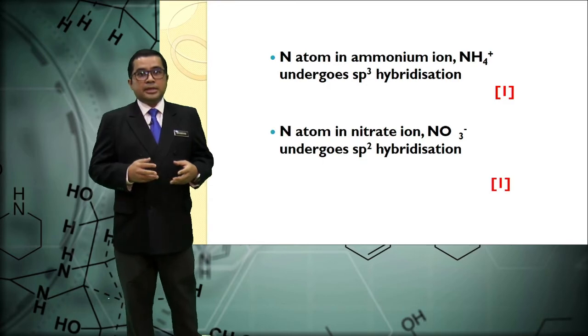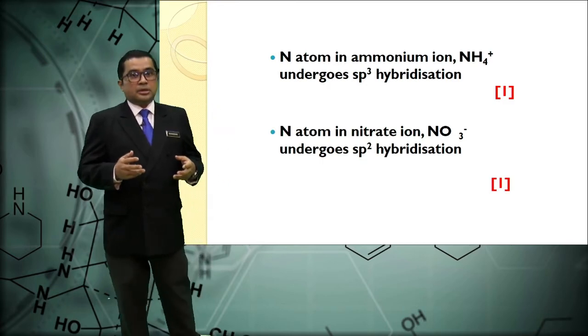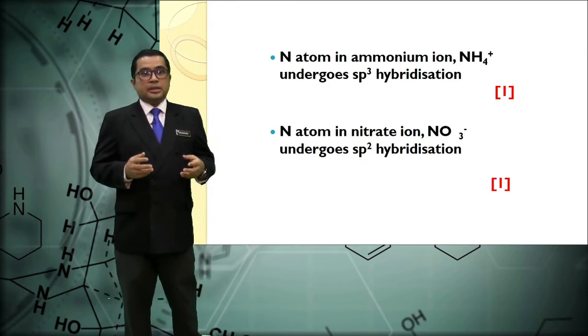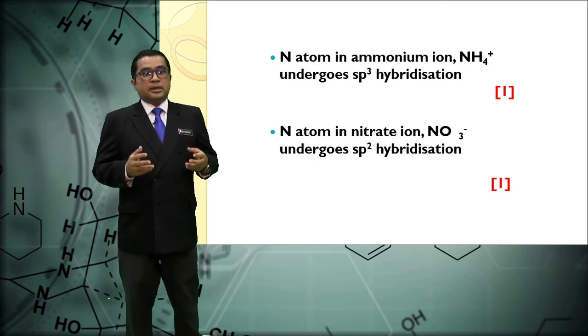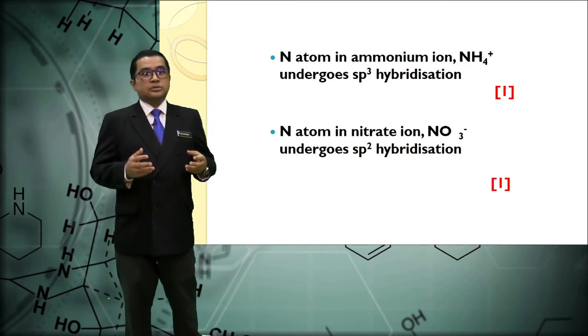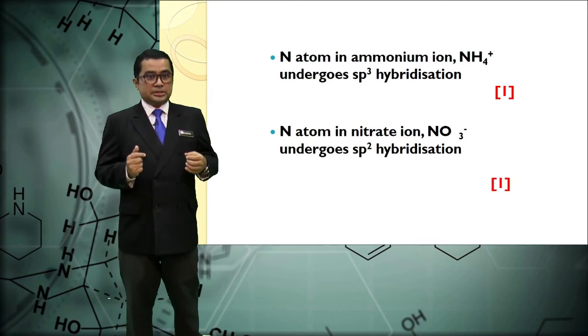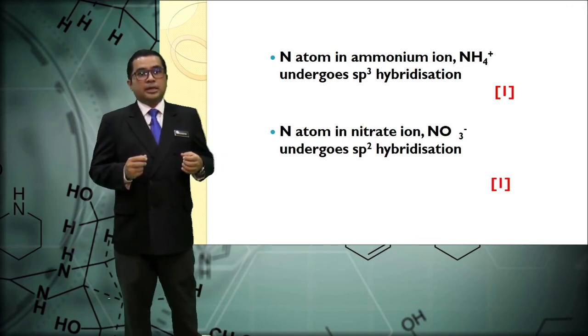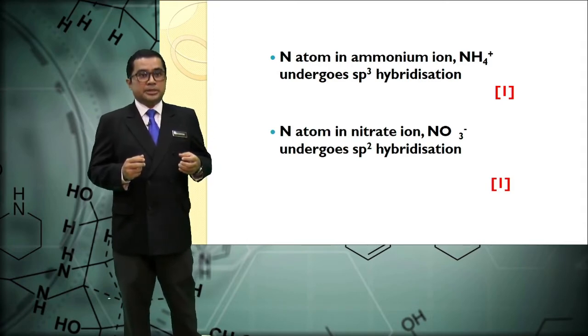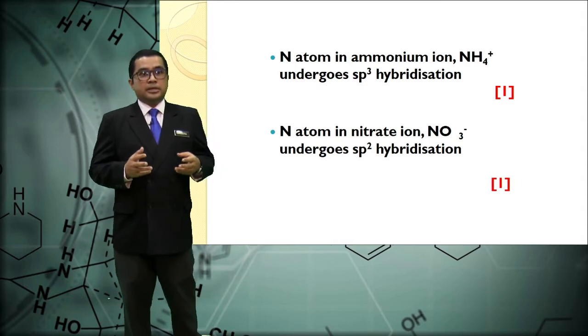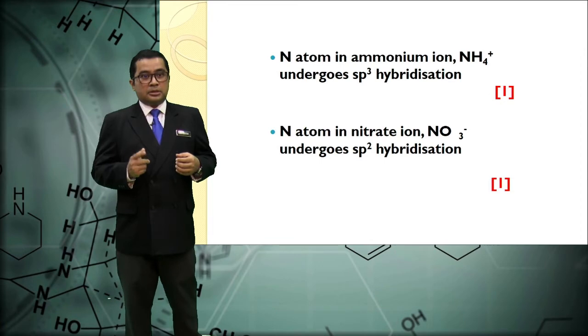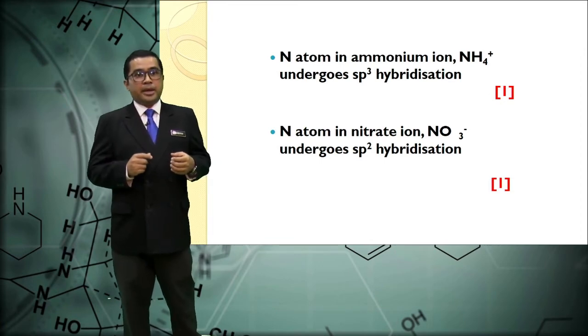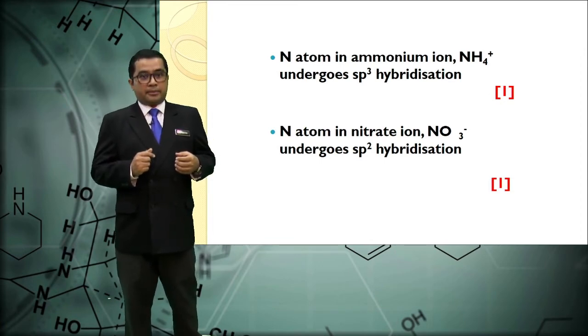Okay, we go to the second question. The second question is on how to determine the hybridization. For ammonium, you must know that the N atom in ammonium undergoes sp3 hybridization. How do you know that it will undergo sp3 hybridization? You must calculate the bond pairs, including the lone pairs.